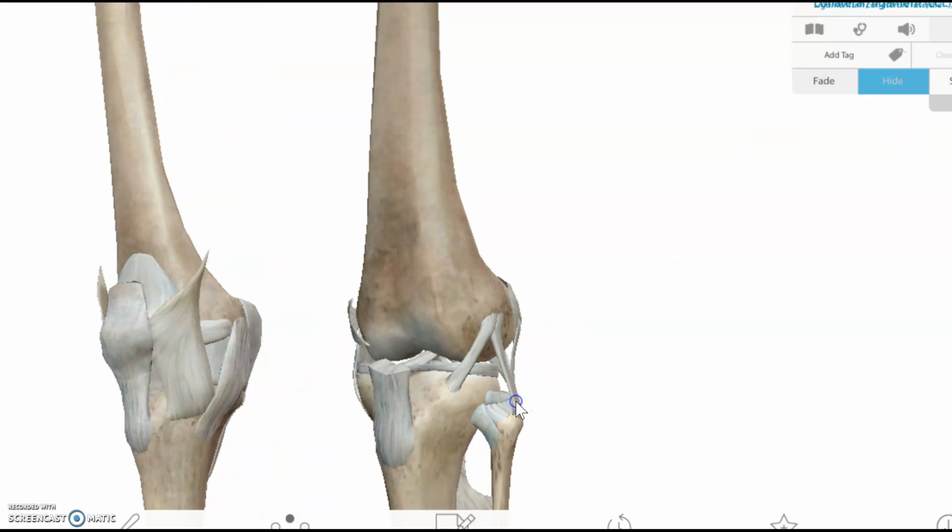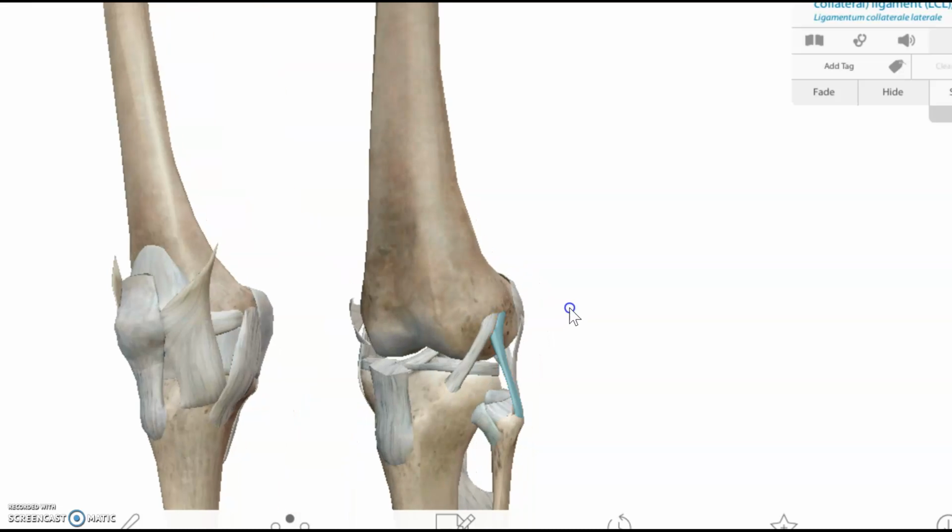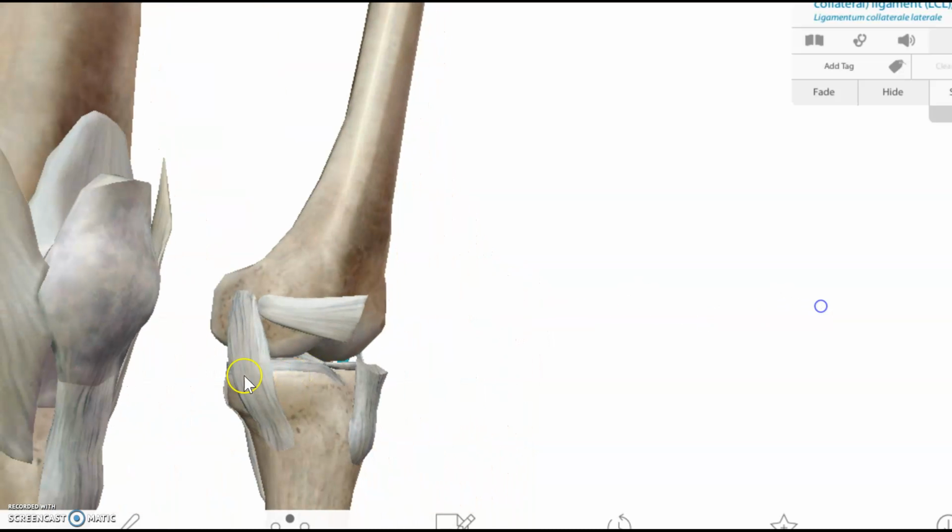So here you can see you have your lateral collateral ligament, or your fibular collateral ligament. This attaches to the lateral epicondyle of the femur. So remember when we studied the landmarks of the femur? That's where that ligament attaches. And then same thing over here with your tibial collateral ligament or your medial collateral ligament. It attaches to the medial epicondyle of your femur.